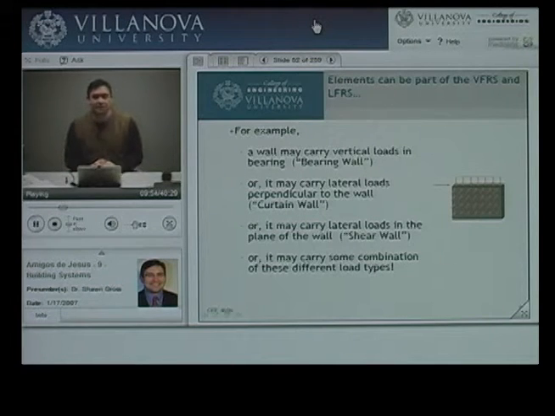So it's very conceivable that I'd have to design this wall to handle all three types of loads here. That is in-plane lateral, out-of-plane lateral, and vertical loads. So depending upon the structural system that we choose, there are going to be several different possibilities.